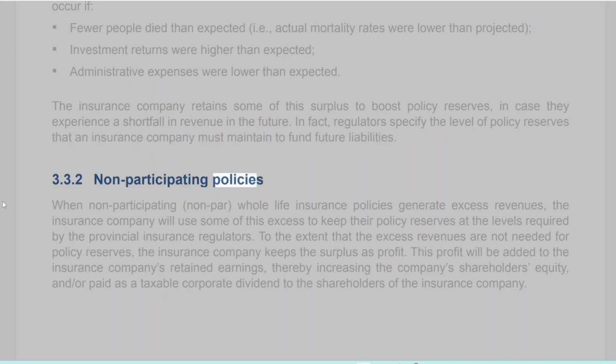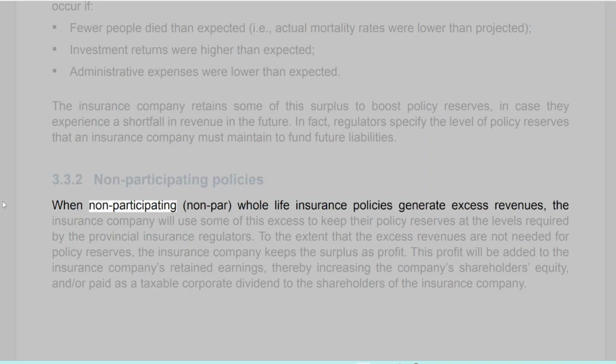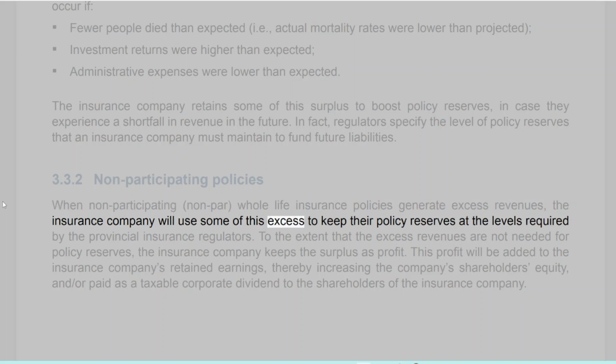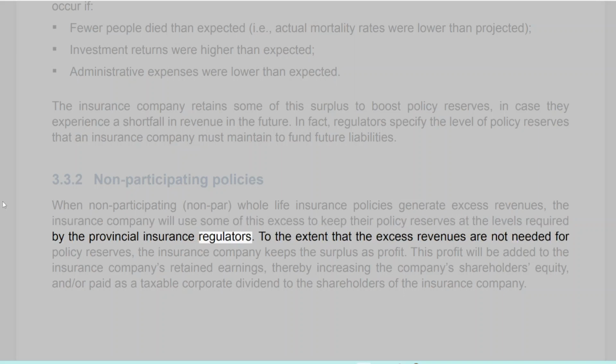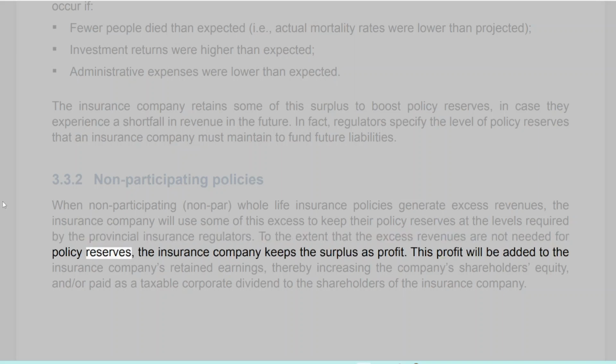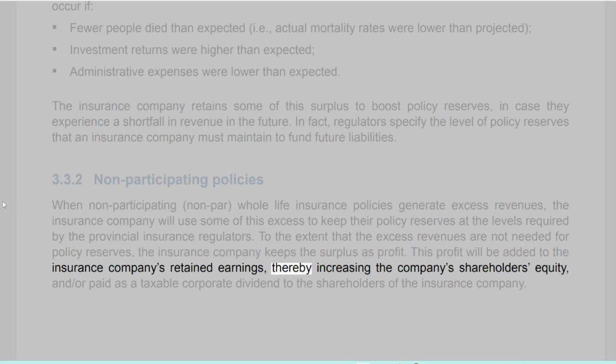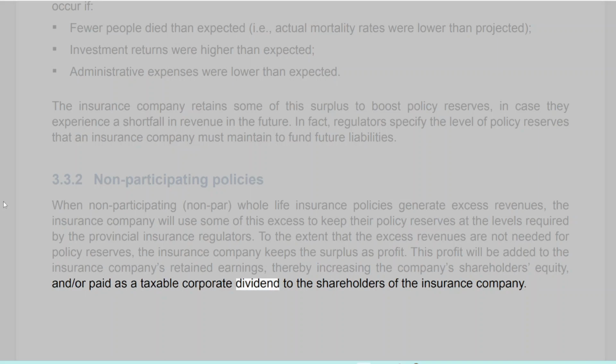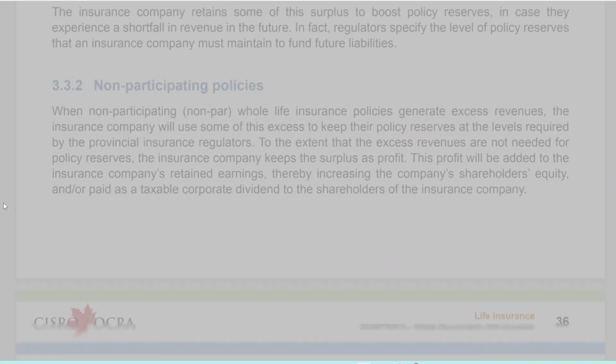3.3.2 Non-participating policies. When non-participating, or non-par, whole life insurance policies generate excess revenues, the insurance company will use some of this excess to keep their policy reserves at the levels required by the provincial insurance regulators. To the extent that the excess revenues are not needed for policy reserves, the insurance company keeps the surplus as profit. This profit will be added to the insurance company's retained earnings, thereby increasing the company's shareholders' equity, and/or paid as a taxable corporate dividend to the shareholders of the insurance company.